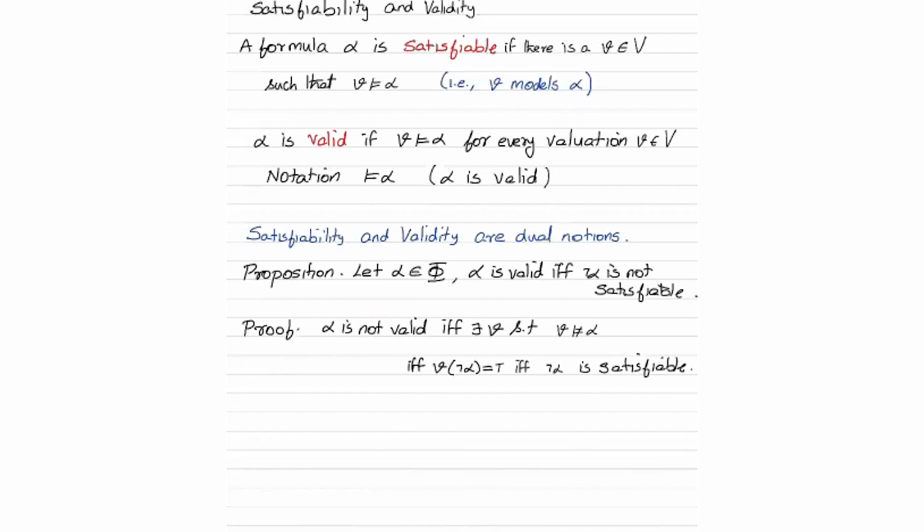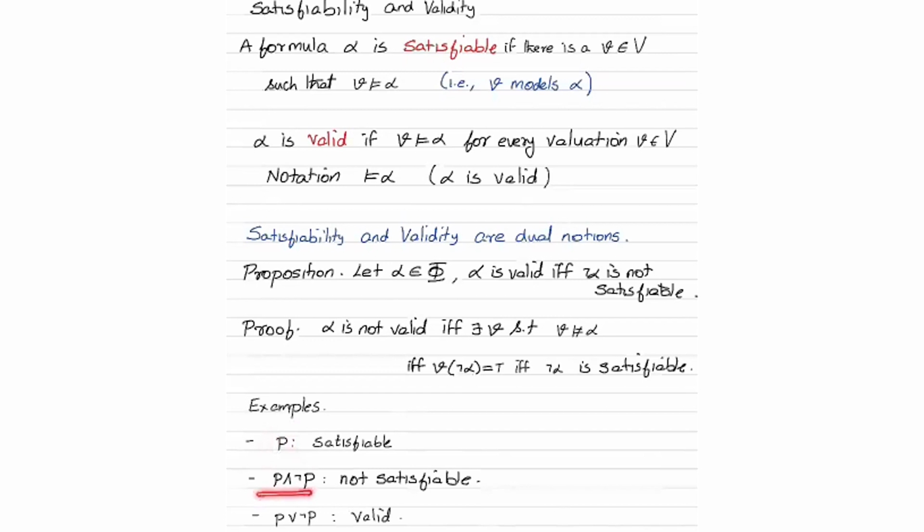Can you give me a simple example of a formula which is not satisfiable? P and not P. Correct. P and not P is not satisfiable, because if you assign true to P, then the formula is false, and if you assign false to P, then it is also false. It's a conjunction, so that is not satisfiable. If you just look at a proposition P, that's always satisfiable.